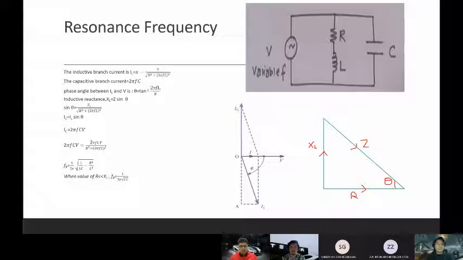Next we just put in all the formulas, and we get 2 pi F C V equals 2 pi F L V over R square plus (2 pi F L) square. So our resonance frequency is 1 over 2 pi square root of 1 over LC minus R square over L square. When the value of R is much smaller than XL, we get FR equals 1 over 2 pi square root of LC.